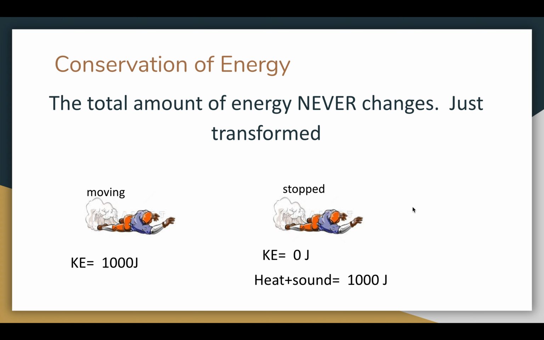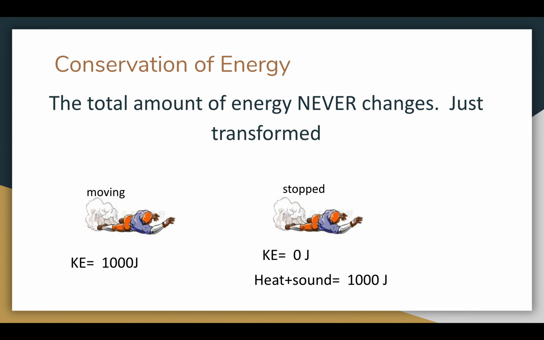It was transformed into heat and sound. Sometimes you get those raspberries when you're sliding if you're a baseball player, and there's friction involved. So that transforms into heat and sound, and there's going to be exactly 1,000 joules of that to bring the baseball player to a stop. The total amount of energy has not changed. It's transformed from kinetic energy into heat and sound.